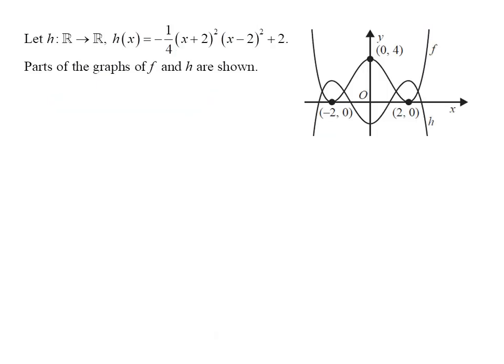Now we let another function h(x), which equals negative 1/4 multiplied by (x + 2) squared multiplied by (x - 2) squared plus 2. And part of the graphs of f(x) and h(x) are shown.